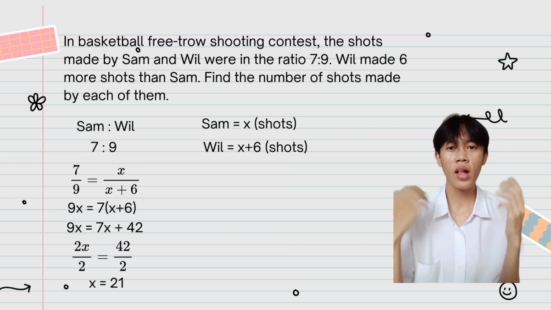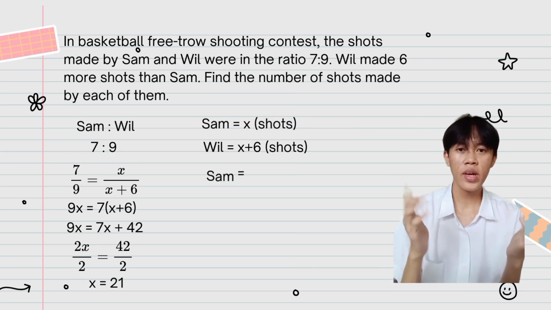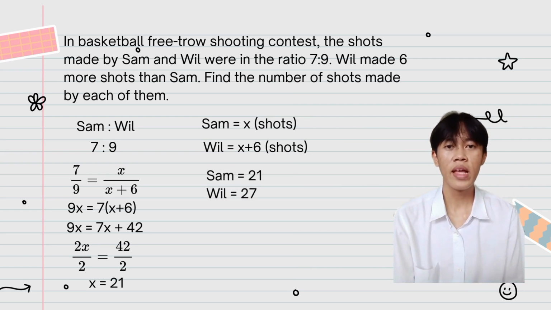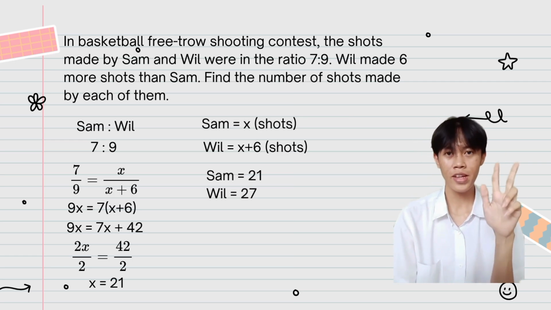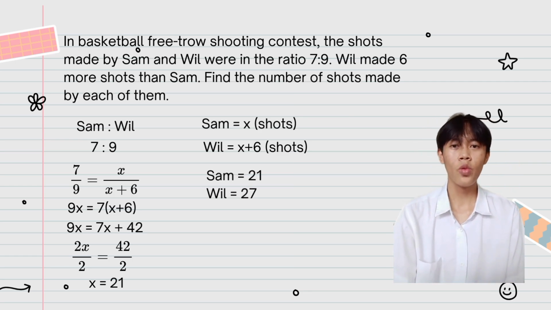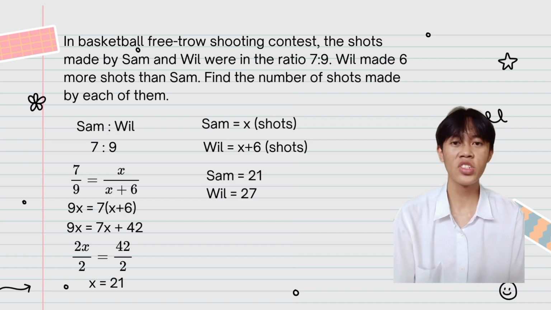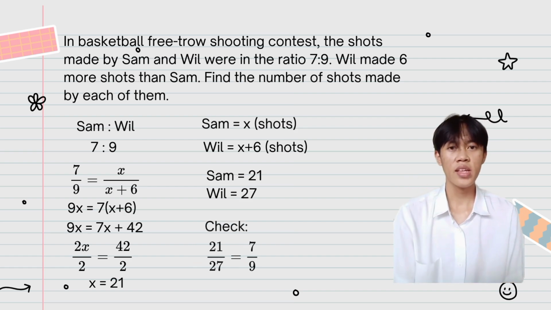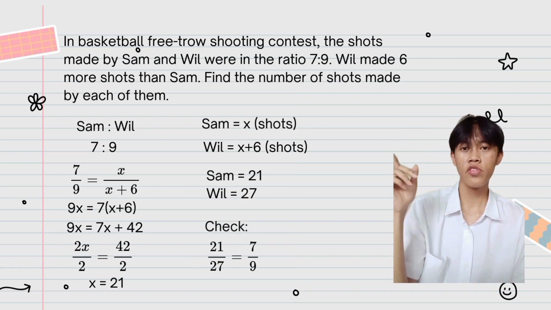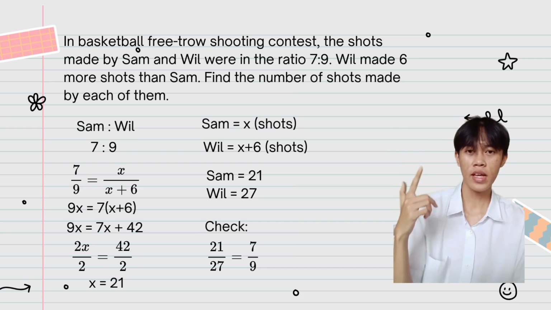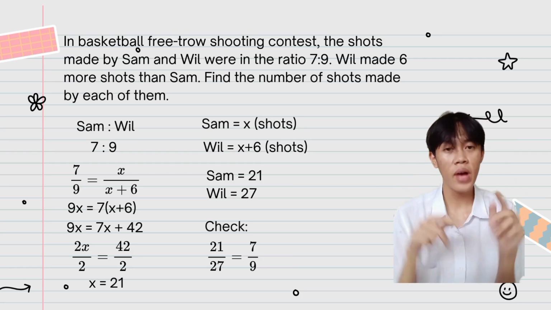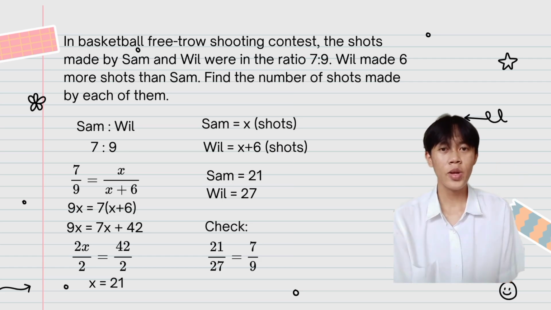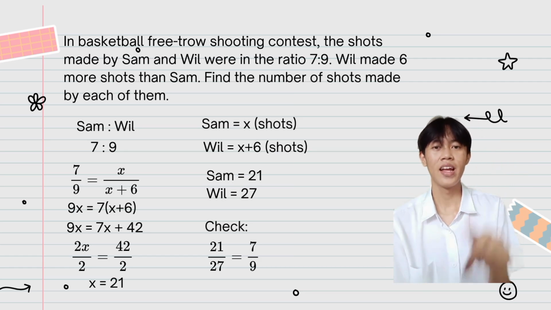So if we write all this out, this tells us that Sam made 21 shots and Will made 6 more than that, and 21 plus 6 is 27. Now the only thing I would do here to make sure we did this right is take these values, 21 over 27, and reduce this fraction by dividing the top and bottom by 3, and you're going to get 7 over 9.